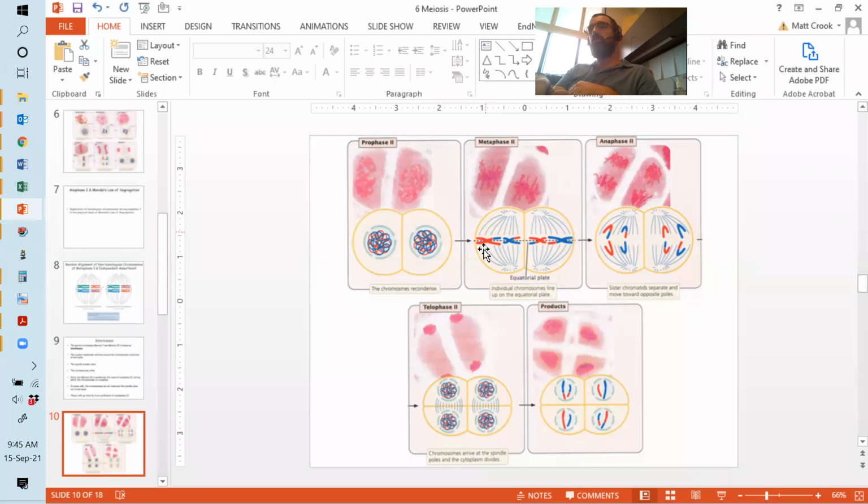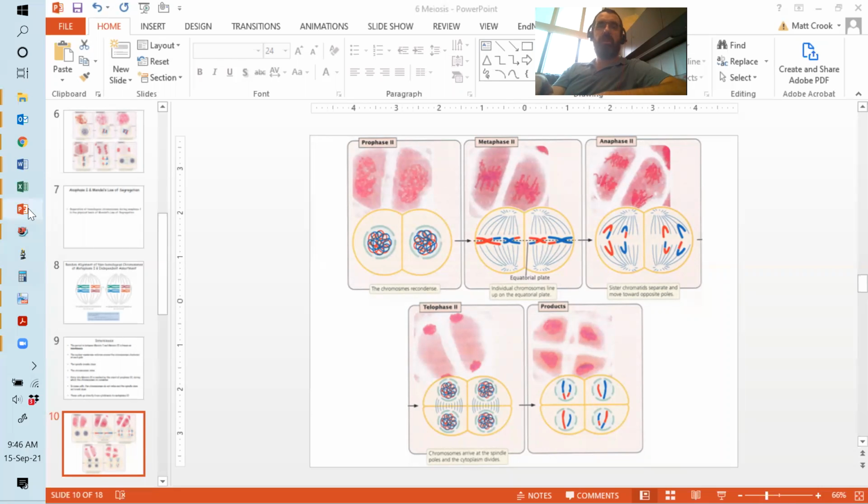So in this picture, if I tell you that n equals 2, slide 10, it has to be meiosis 2, right? Because you only have 2 chromosomes in each cell in metaphase 2.